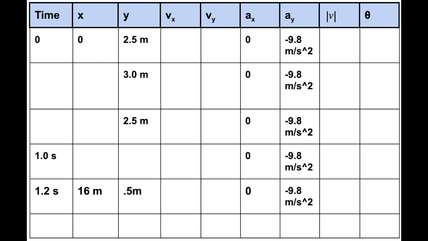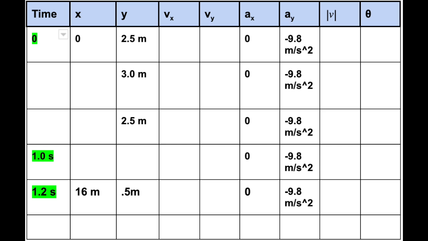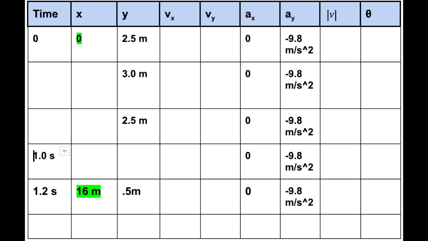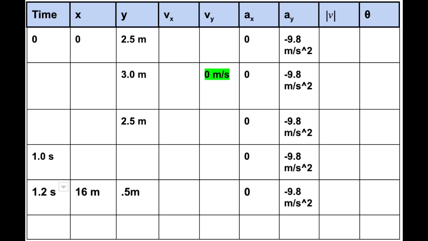Looking at the first column of the data table, I know T0 is 0, T3 is 1 second, and T4 is 1.2 seconds. In the next column, I know X0 is 0 meters and X4 is 16 meters. In the Y column, I know Y0 is 2.5 meters, Y1 is 3 meters, Y2 is 2.5 meters, and Y4 is 0.5 meters. We don't know the velocity in X.